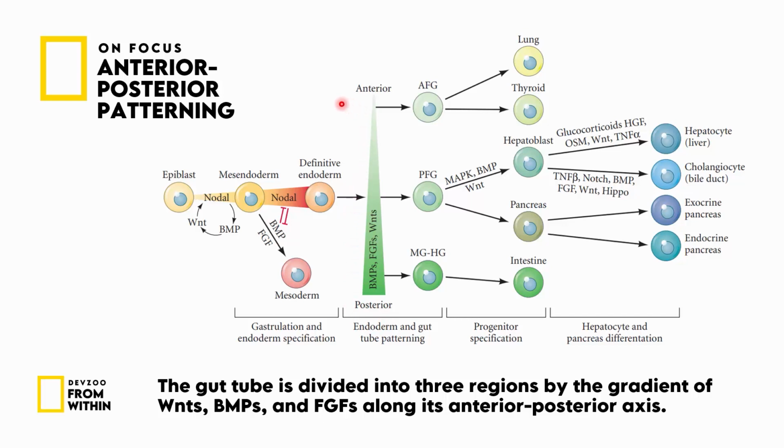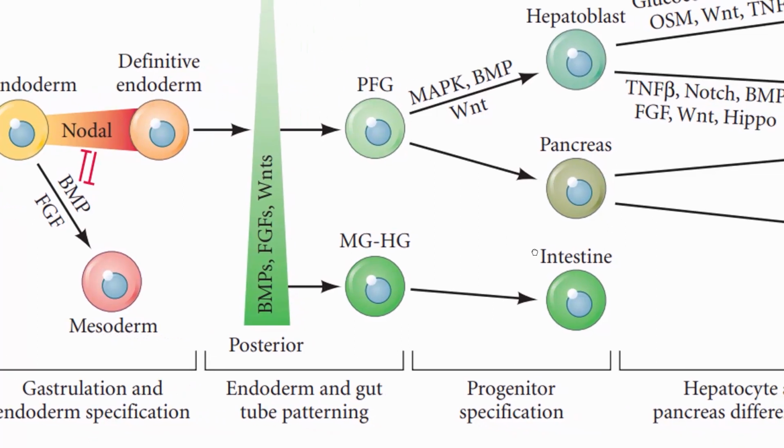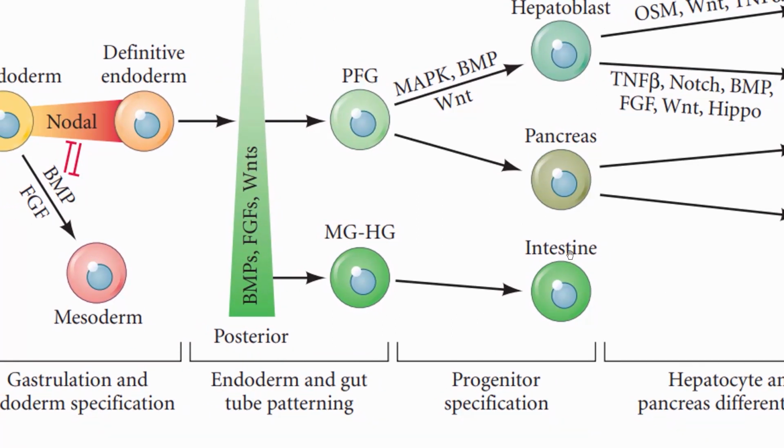As you can see here, in the posterior end of the embryo, we have a higher concentration of these paracrine factors. Cells highly exposed to these paracrine factors will become the midgut and hindgut cells that will further give rise to the intestine.